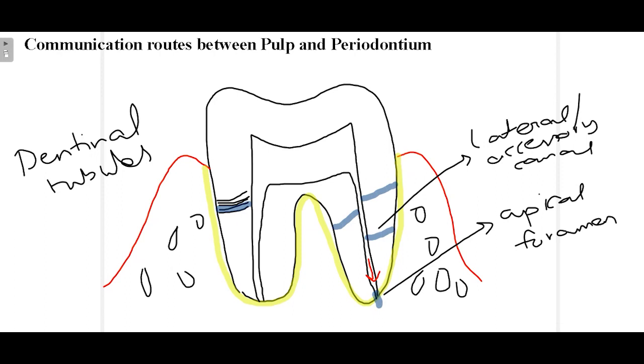And lastly, the lateral canals, although their significance is not as much as compared to the apical foramen and dentinal tubules, but they are also present as a route for the bacteria and irritants to invade the pulp or invade the periodontium, vice versa. So these are the three routes through which pulp and periodontium communicate with each other.